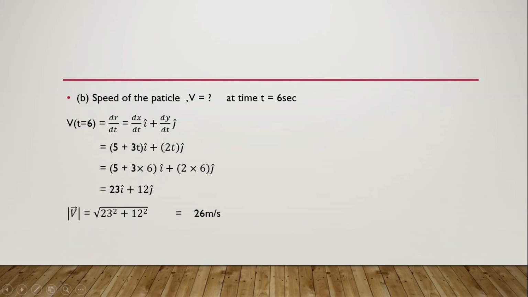Then the magnitude of vector v will be the root of 23 square plus 12 square, and the value will be 26 meter per second, right? I hope it is clear to you. Thank you.